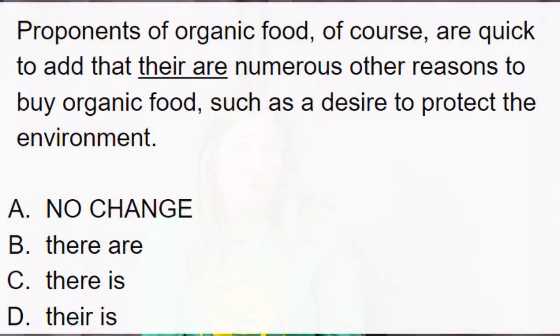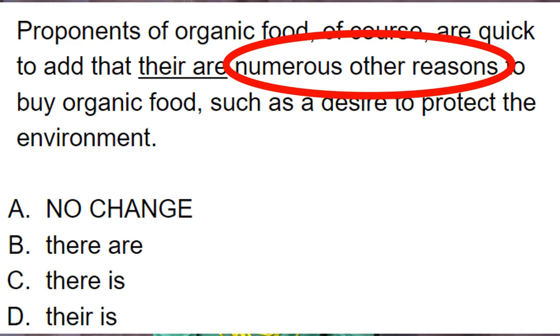But once you figure that out, it's also going to be asking you to identify between two different choices, B and C, because both of them have T-H-E-R-E. So what they're asking you now is subject-verb agreement. The tricky part about this question is that when a sentence starts with there is or there are, we have to look after that phrase to find the subject. In this case, what comes after there are? Numerous other reasons. The word reasons is plural, so I need are because it's a plural verb.